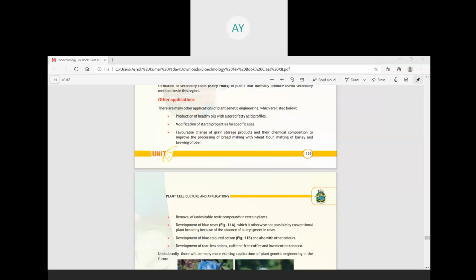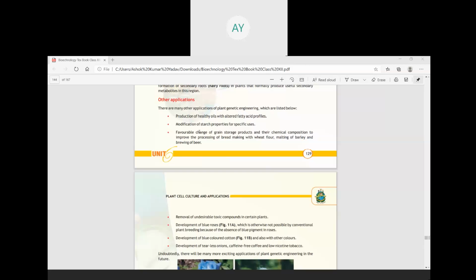Then modification of starch. You know, starch is an important constituent in many syrups and many medicines, so we can improve the quality of that starch in a transgenic plant. Means we produce the transgenic plant through gene transfer technique, and then we multiply that plant with plant tissue culture techniques. So we improve the starch composition, using the plant as a factory. It is a cheap factory where we can produce a huge quantity of starch instead of using bacteria or animal cell culture. We are selecting the plant as a model for production of essential fatty acid or starch.